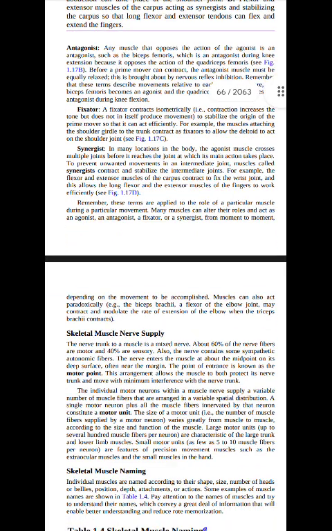The individual motor neurons within a muscle supply a variable number of muscle fibers that are arranged in a variable spatial distribution. A single motor neuron plus all the muscle fibers innervated by the neuron constitutes a motor unit. The size of the motor unit, the number of muscle fibers supplied by a neuron, varies greatly from muscle to muscle according to the size and function of the muscle.